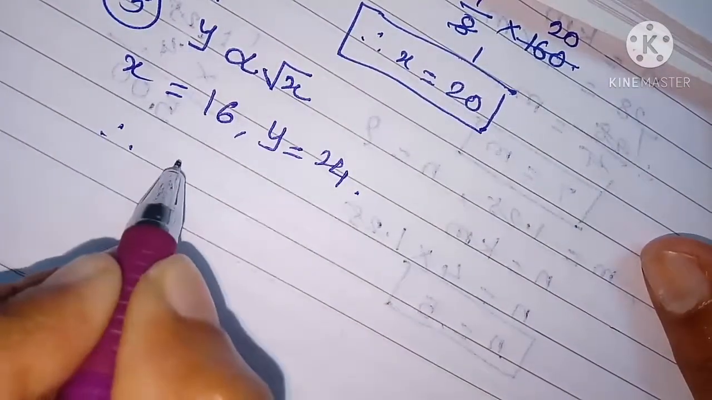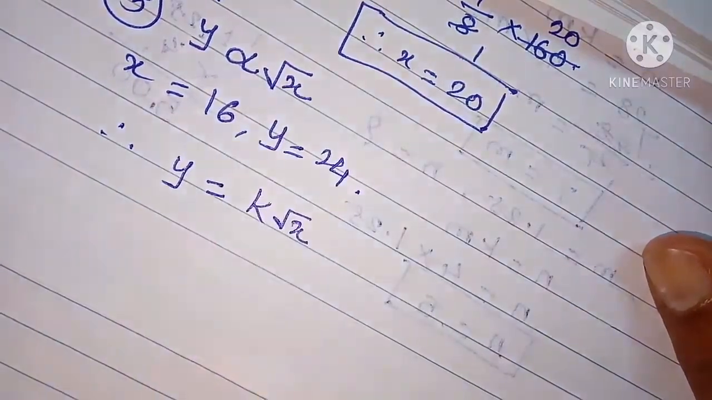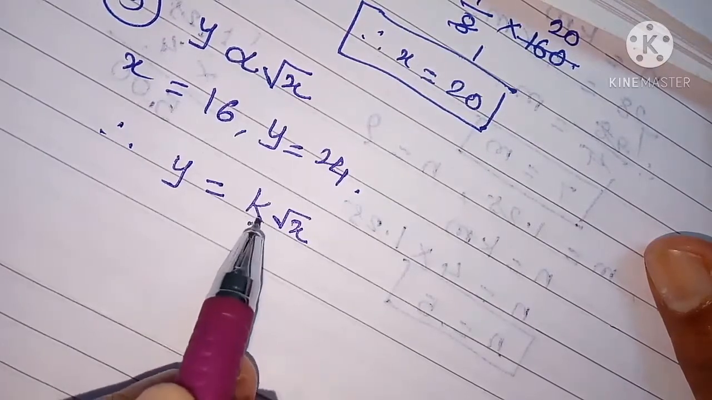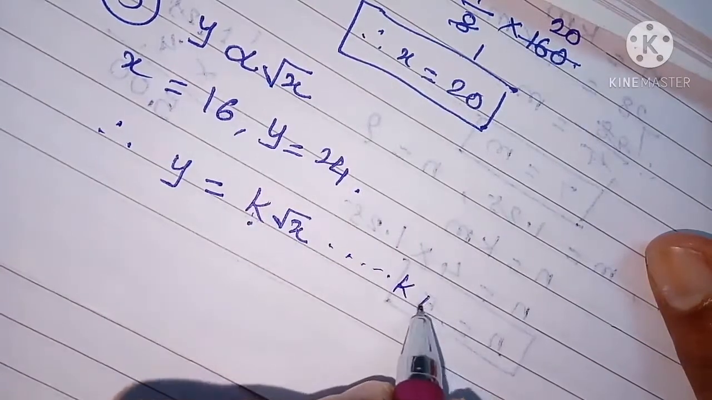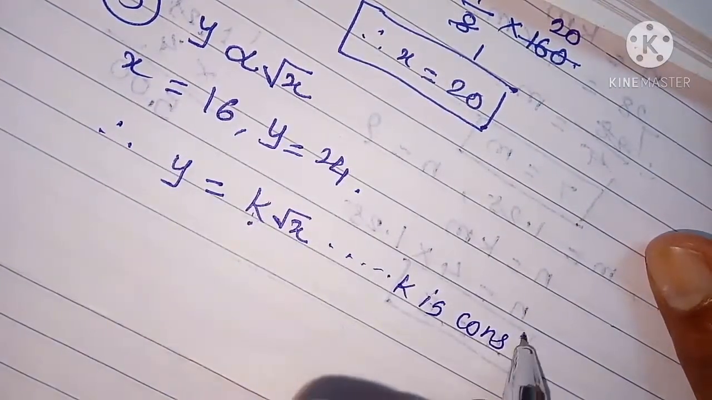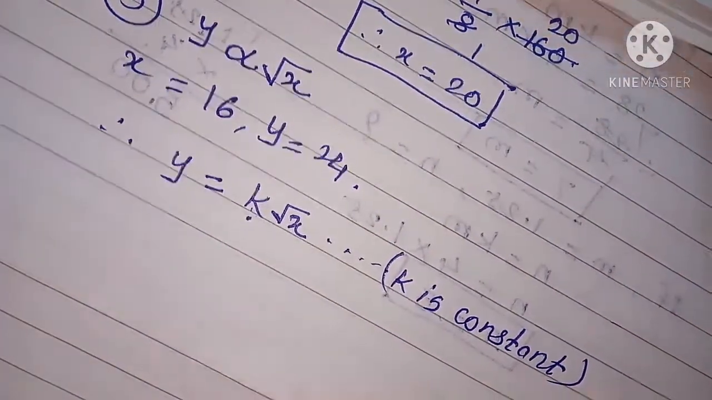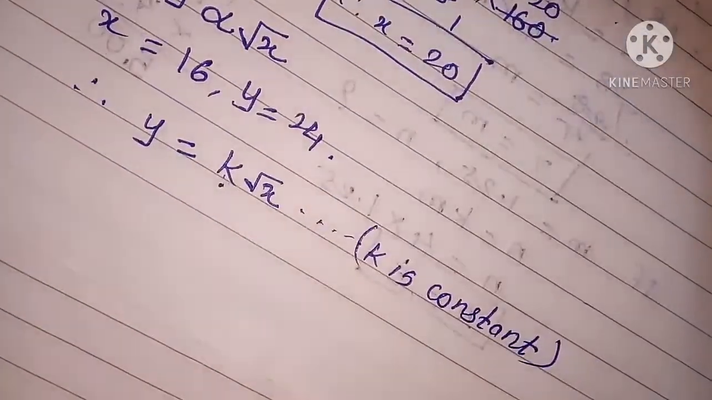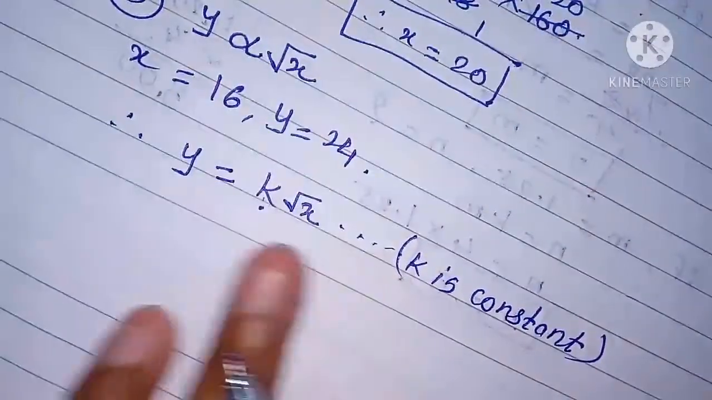first write y is equal to k under root x. This one is the equation where k is the constant of variation. Every time you have to write the reason. k is constant. You have to give a reason every time. It is better to give a reason every time. So k is constant. So y is equal to k under root x.